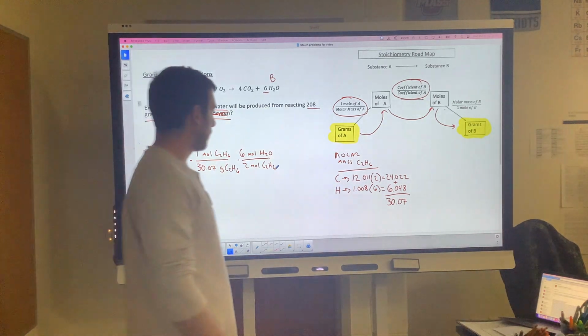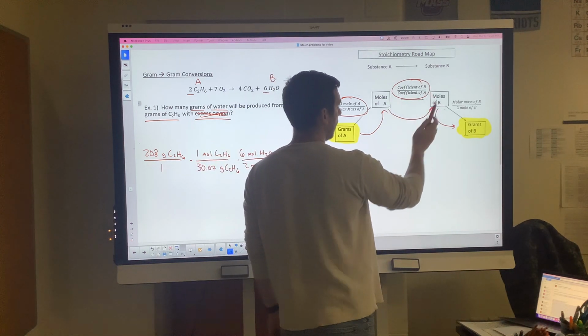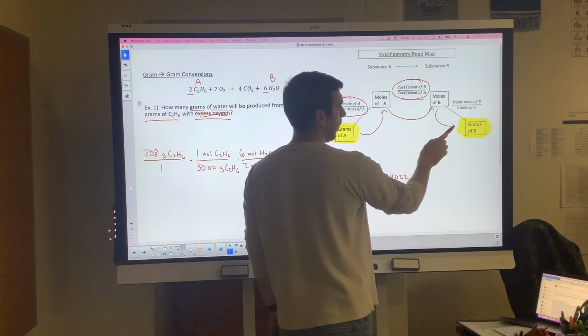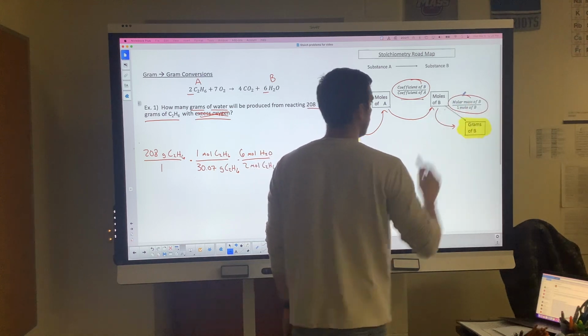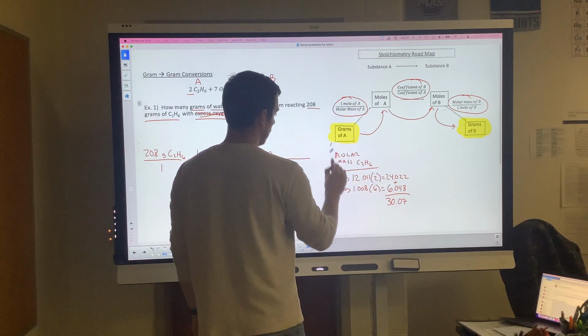All right, so now we've done our second step. We are in moles of A, and we've moved to moles of B using the second conversion factor, but we haven't gotten to our final destination yet, so we need one more step. Here's our third conversion factor. We're going to use all three in this problem. Let's separate this a little bit.